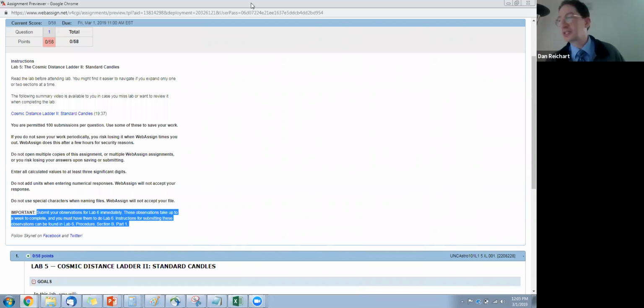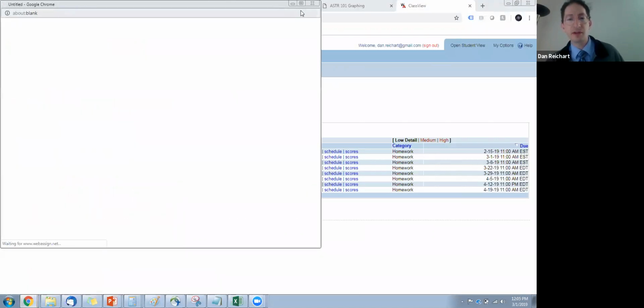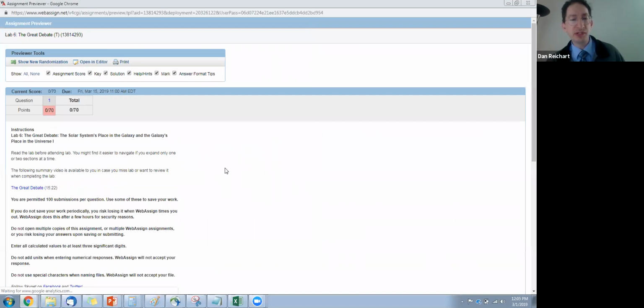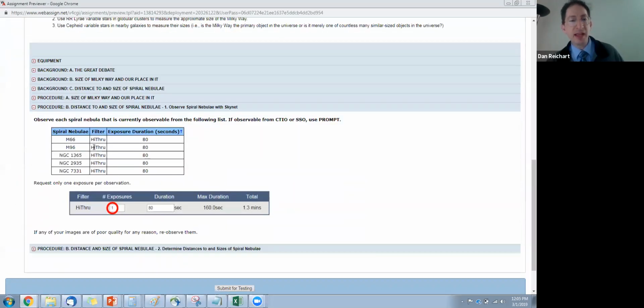And we can just pop over to Lab 6 real quick, but this is very straightforward. There are no new skills required here. Observe spiral nebulae with Skynet, and there is a list of 5 of them. At any given time of year, probably 3 of them are doable, so they shouldn't panic if they can't get all 5.